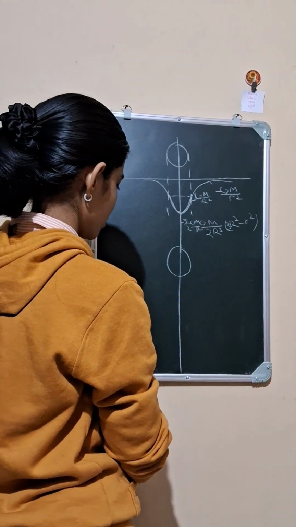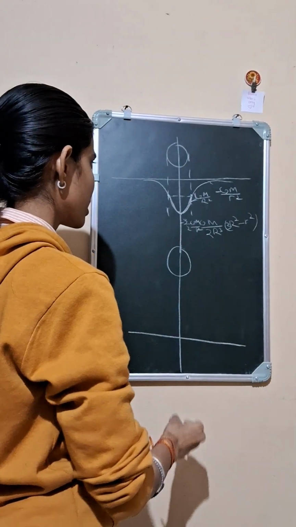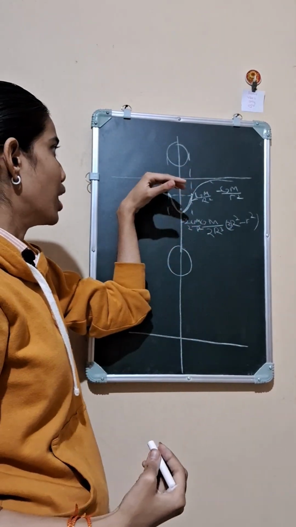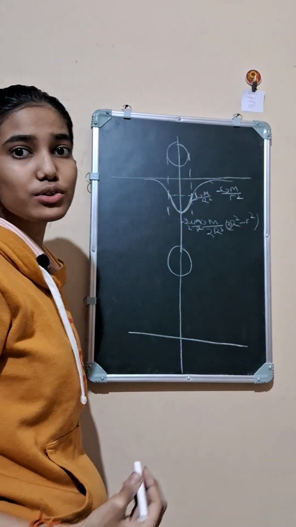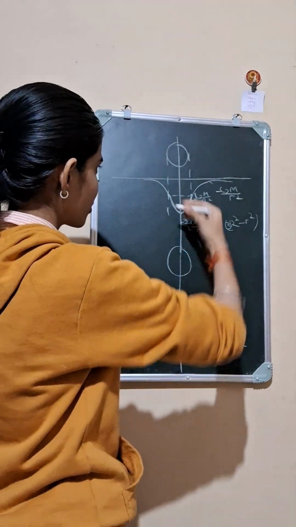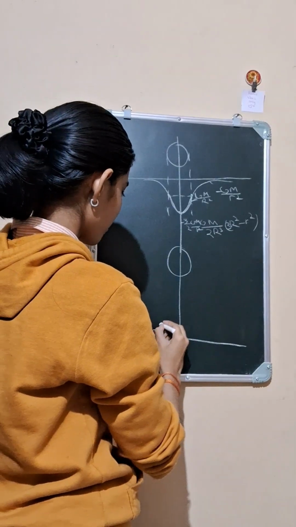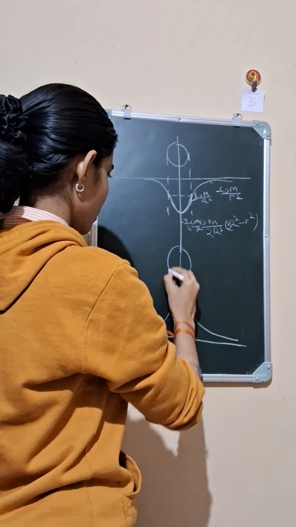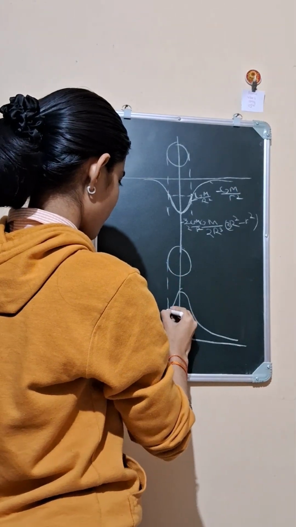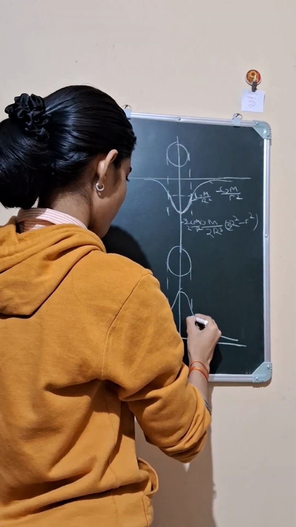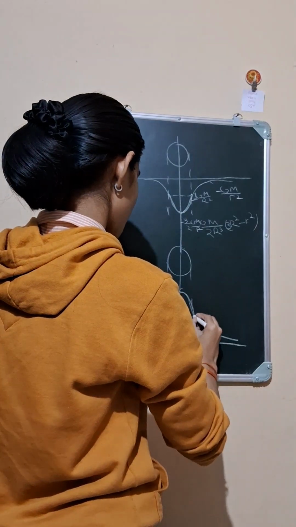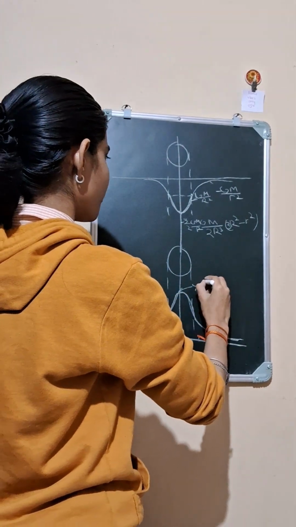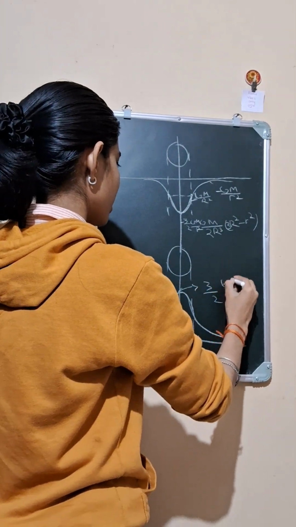And for electrostatic, the graph will be the mirror image, with the mirror parallel to the x-axis, meaning it will just flip. I have to just replace it with 3 by 2 kq by R.